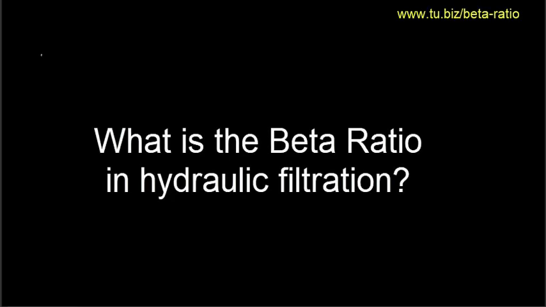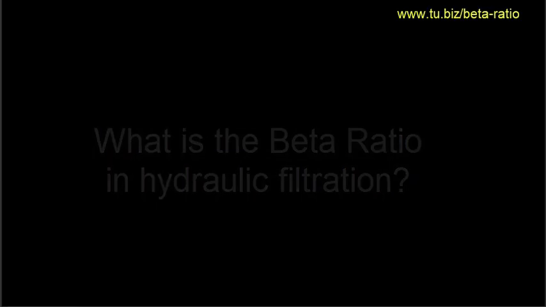What is the beta ratio on hydraulic filtration? Let's say you have a filter element. Let's say this is your filter element, and let's say you have fluid coming in here. The beta ratio is basically the efficiency of the filter. Let's say how we're going to measure the efficiency and how the beta ratio comes into play.